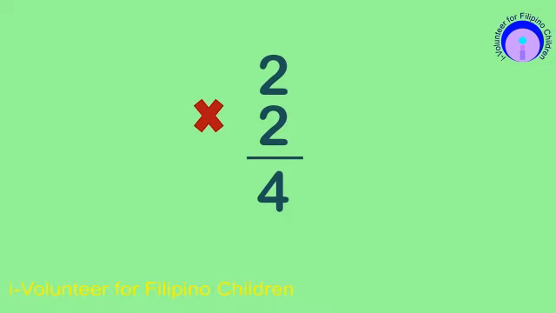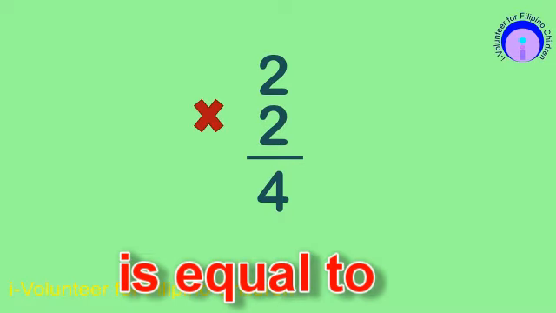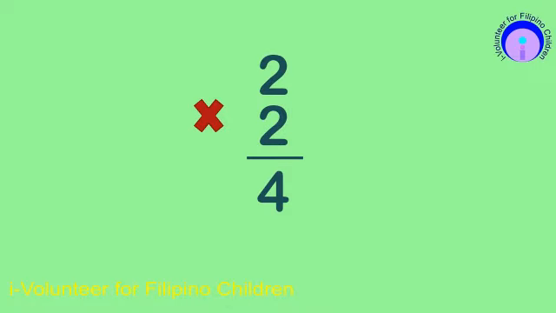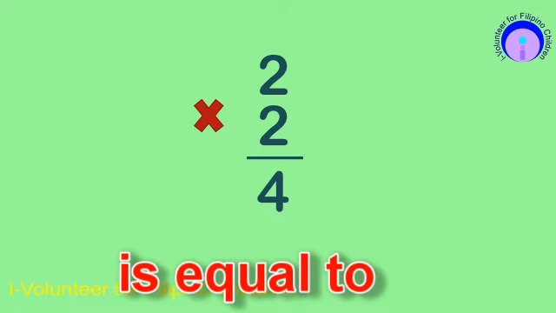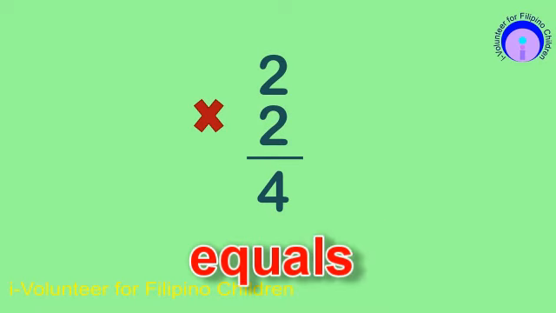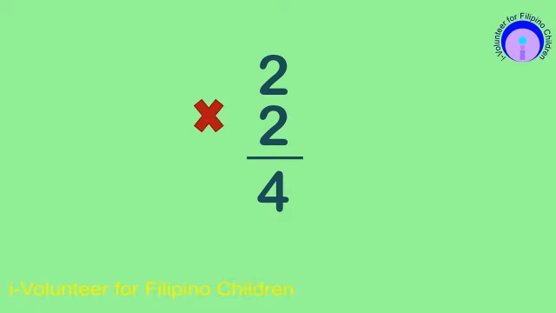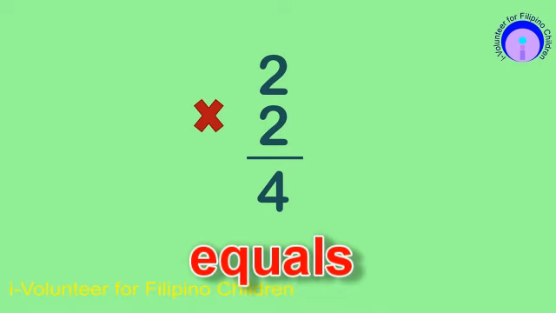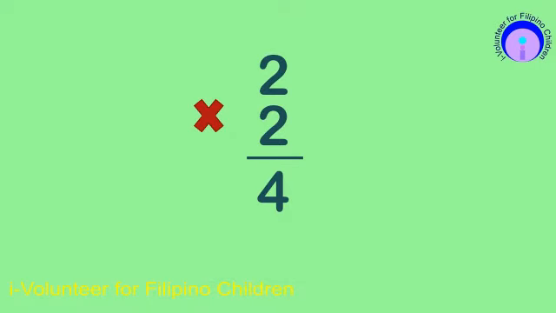2 times 2 is equal to 4. The other way of reading this multiplication sentence is 2 multiplied by 2 is equal to 4. Instead of is equal to, you may use equals. 2 times 2 equals 4. Now it's your turn to read after me.